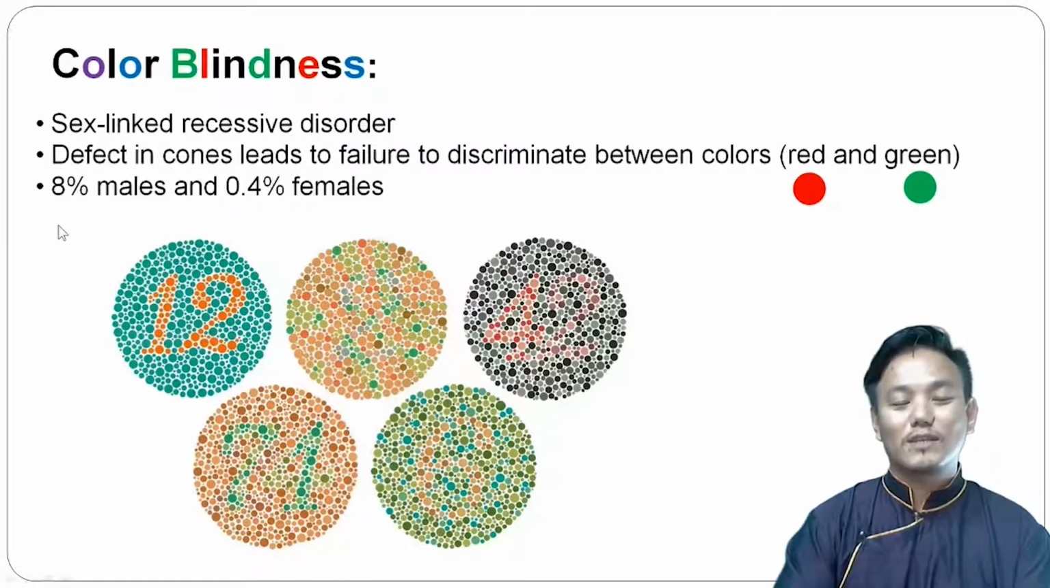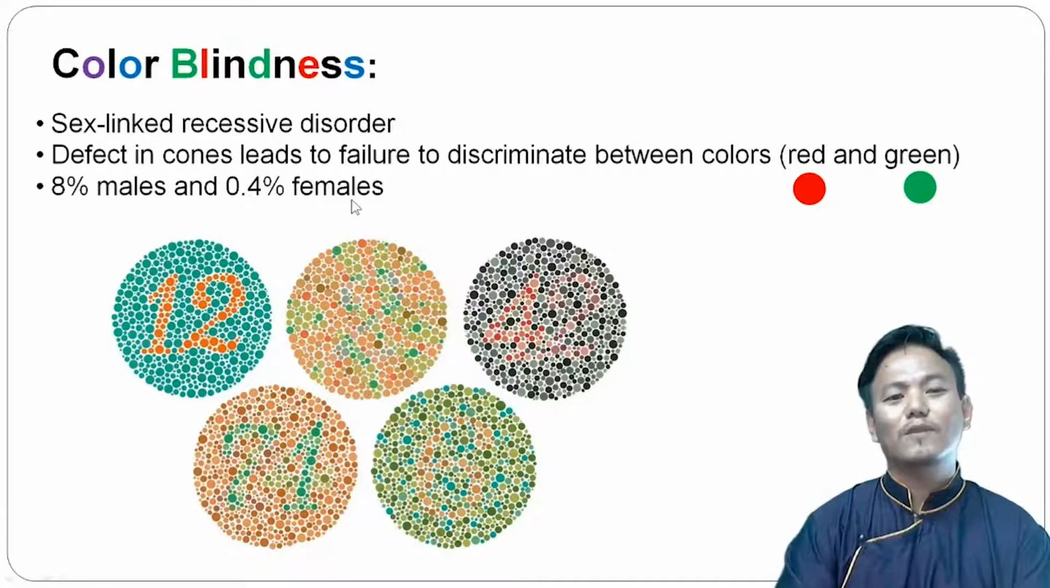Now the peculiar thing about this disease is that 8% of males suffer from color blindness, and only 0.4% of females suffer from color blindness. So why is there a smaller number of females suffering from color blindness? The simple answer is that the gene responsible for color blindness is located on the X chromosome, and since females have two X chromosomes, and since the disease is a recessive disorder, if one of the X chromosomes of the female carries the normal gene, she won't be suffering from color blindness.